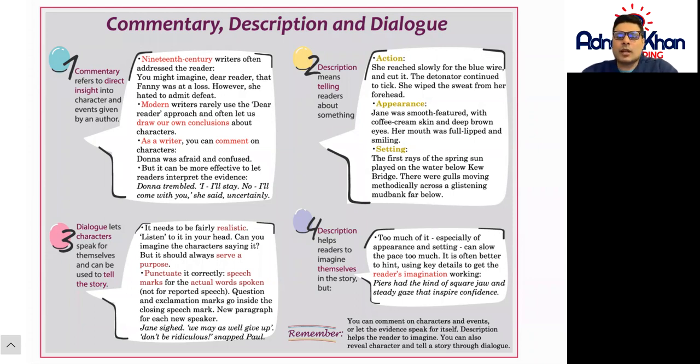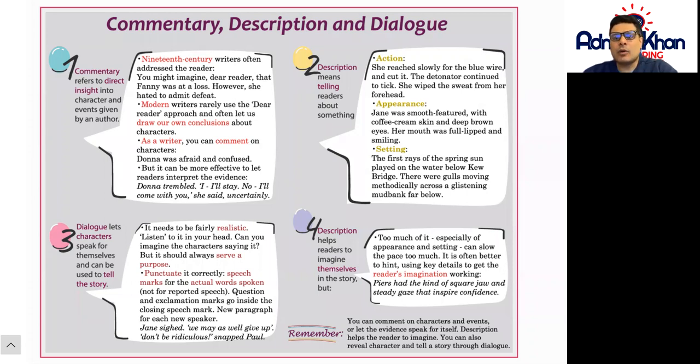Now, commentary refers to a direct insight into what a character is like. And as an author, you have to determine what your character's personalities and actions are. So in this example that we've got in point number 1, "Donna was afraid and confused," but it can be more effective to let readers interpret the evidence, such as "Donna trembled."